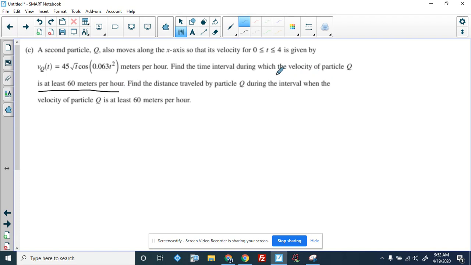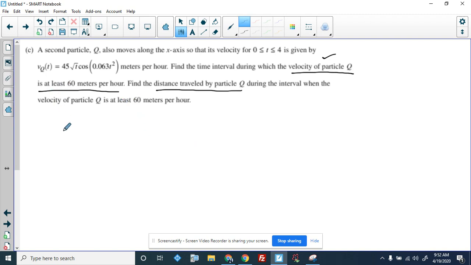All right, so you want to find a time interval for which the velocity of the particle is at least 60. So that's like the first part of this question. The second part is then find the distance traveled by Q during that interval. So obviously you have to get the interval correct, and then you'd find the distance traveled. So let's stick with the first part of this question right here, which is, how do I find out when the velocity of the particle is at least 60?